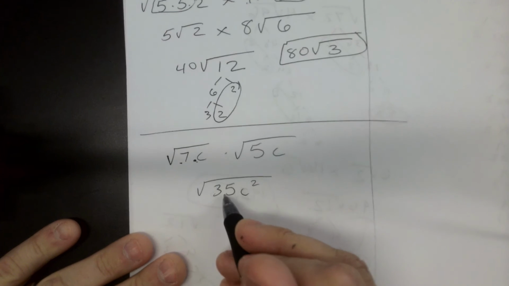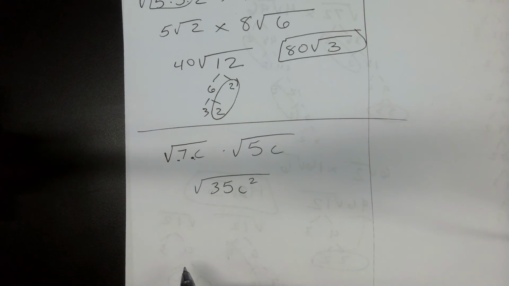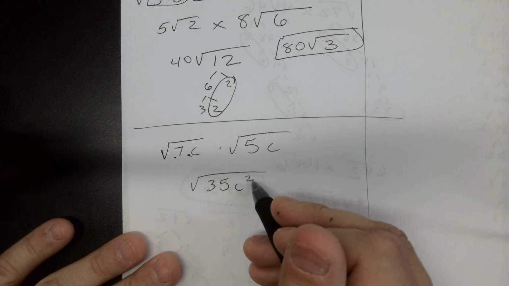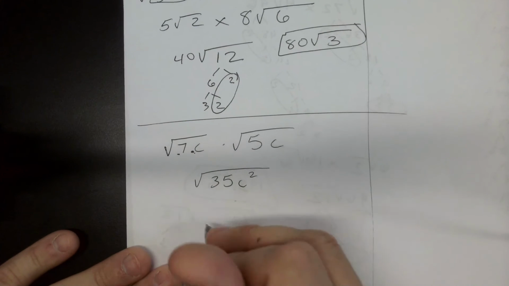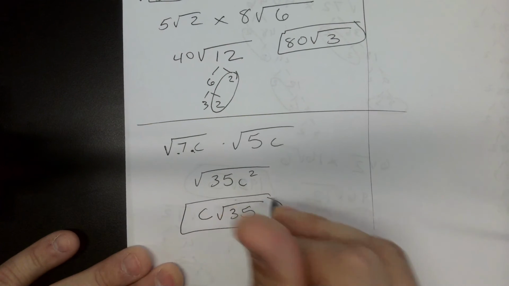We can factor 35, but 35 is not going to give us any pairs, right? Does everyone understand that? 35 is going to only give us a 7 and a 5. Is that going to give us any pairs? No, so 35 is going to stay underneath. But c squared gives us a pair. How many times does 2 go into 2? Once. So we're going to bring the c out, and the 35 stays underneath, and there's your solution.